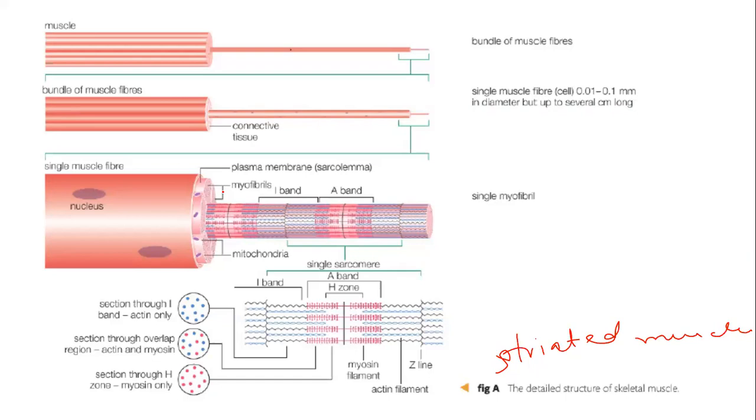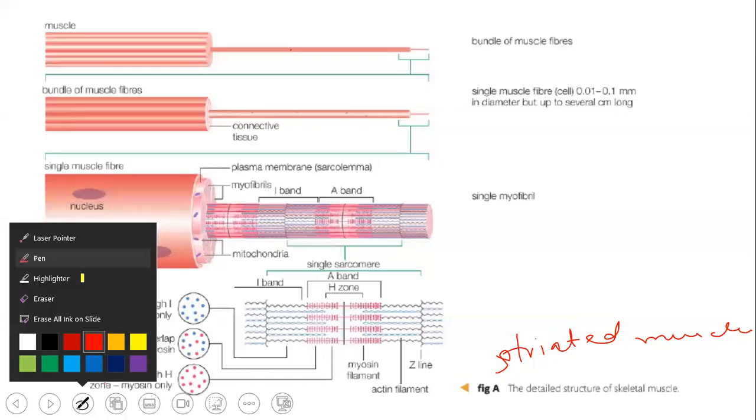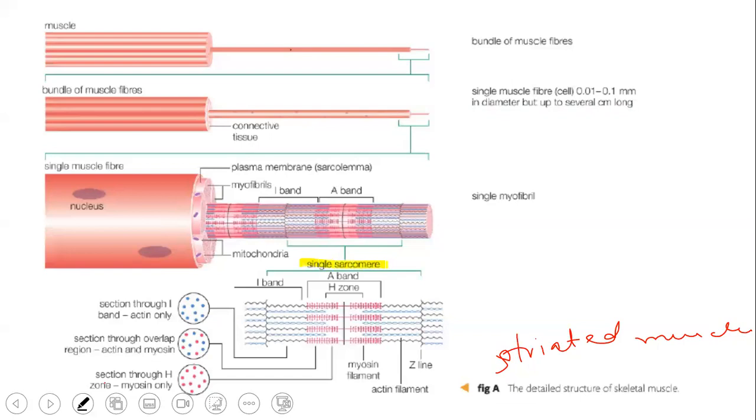So the muscle fibers are made up of myofibrils that are all lying parallel to each other. Each myofibril is made up of individual units, right? And the individual unit is known as a sarcomere. So this is going to be a sarcomere. So we have multiple sarcomeres joined together to give you a myofibril.